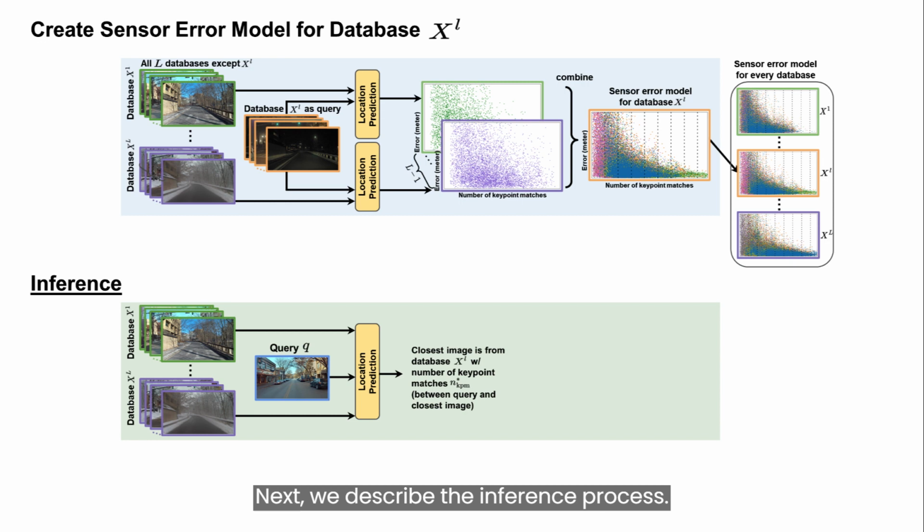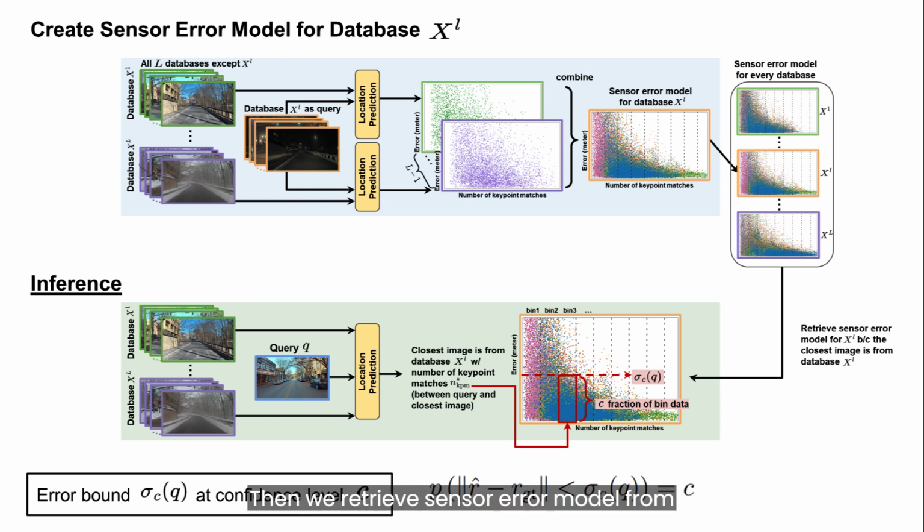Next, we describe the inference process. Given a query image of unknown location, we apply the prediction pipeline. Suppose the closest image comes from database XL. Then we retrieve the sensor error model from that database, and we refer to the bin associated with the number of key point matches between query and closest image to give us the corresponding error bound at any confidence level C. Specifically, we find an error value sigma_C such that C fraction of the data in the bin has smaller error than it.